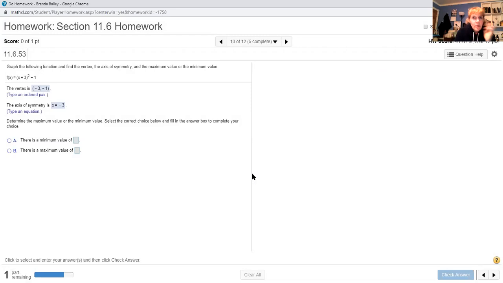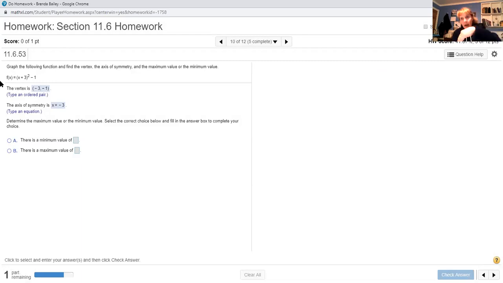Is there a minimum or a maximum? We didn't even graph it. Can you tell? Sure we can. I know it opens up. If it opens up, I have a minimum. And the reason it opens up is because the A is positive.